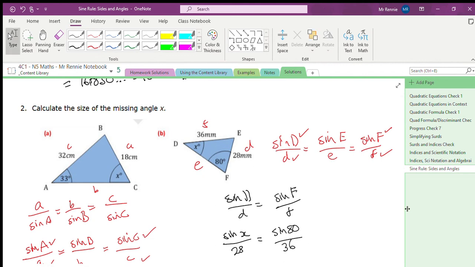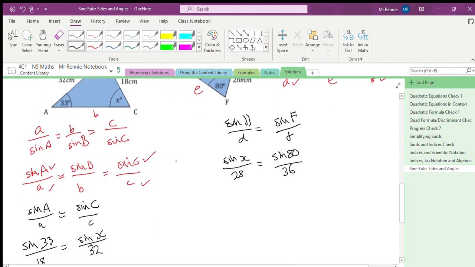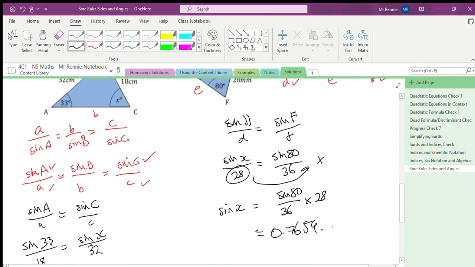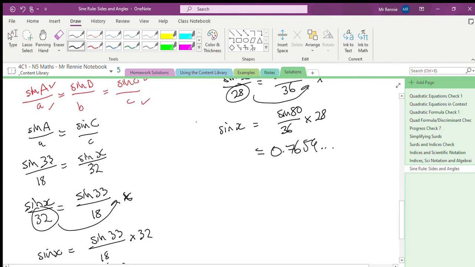Okay, we're dealing with millimetres in this question. Again, we're going to take the 28 that's here, push it over and multiply it. So it's going to be sine of X equals sine of 80 over 36 multiplied by 28. Again, we'll get an answer in our calculator, but we won't round it this time, so we get 0.7659 continued. There's a bit more going on, but we're not going to round at this point.